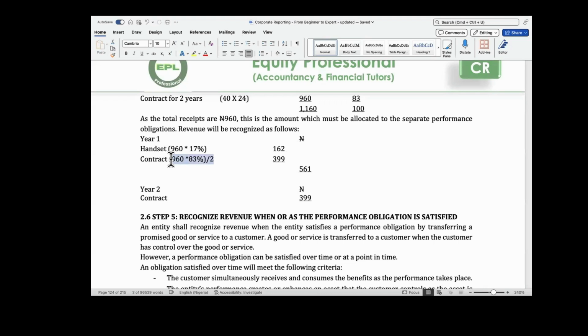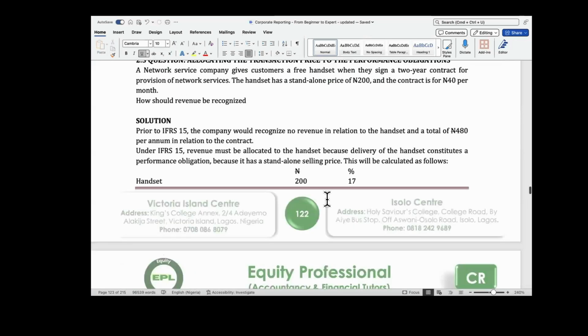So that's why we divided by 2 to get 399. So a total revenue of 561 will be recognized in year one. And in year two, 399. Okay. So this is another one. So what this one is teaching us is basically how to allocate transaction price to the performance obligations.